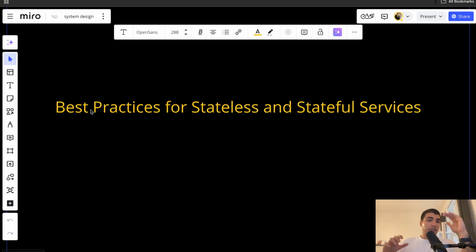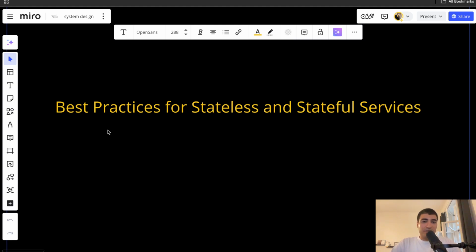Number two, you need to manage state efficiently in stateful services. For stateful services, make sure to manage state efficiently. Use distributed storage solutions to avoid having a single point of failure and ensure that your state data is replicated across multiple servers.